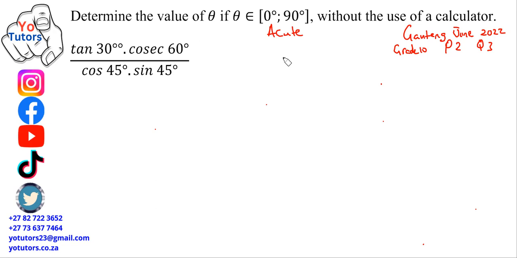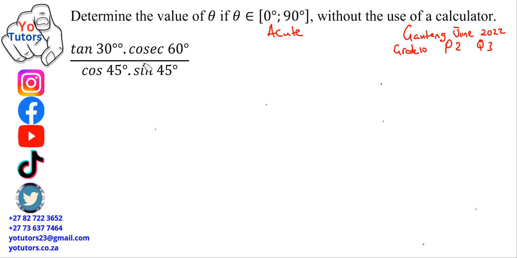Now remember what I have said again, without the use of a calculator means what? Don't leave your answer as a decimal. You need to find maybe tan 30, but you must write it as a fraction and keep it as a fraction. Okay, now let's look at this question here.